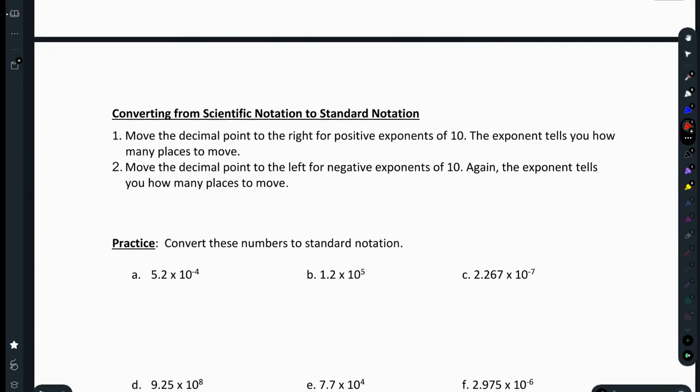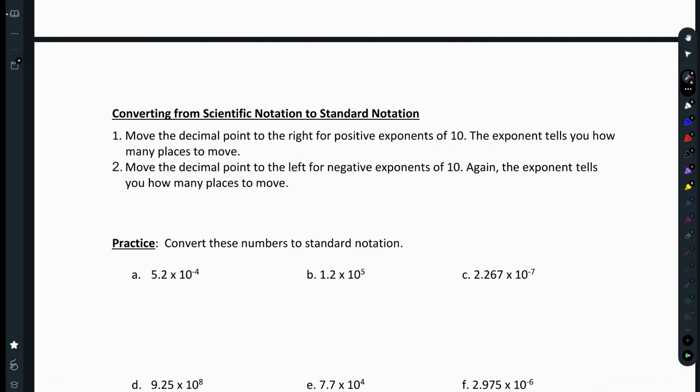All right, now sometimes you'll be asked to convert from scientific notation to standard notation. I'm going to show you how to do it without using your calculator, but it's pretty easy to use your calculator. You would just punch it in and it'll give you the number in decimal form. So the first thing you want to do if you don't have a calculator is you're going to move the decimal point to the right for positive exponents, okay? The exponent tells you how many places to move. Move the decimal point to the left for negative exponents. And again, the exponent tells you how many places to move.